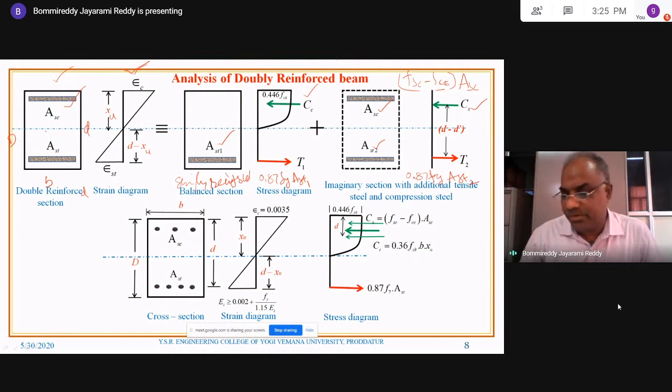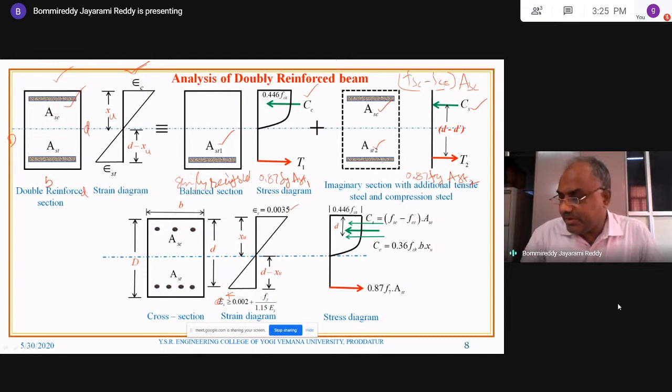Now you look at here, this is the doubly reinforced section, already you know it, and it is the strain diagram for the doubly reinforced section. The strain in steel should always be more, or otherwise it should not be less, because it is one of the assumptions. And the maximum strain in compression steel is 0.0035.